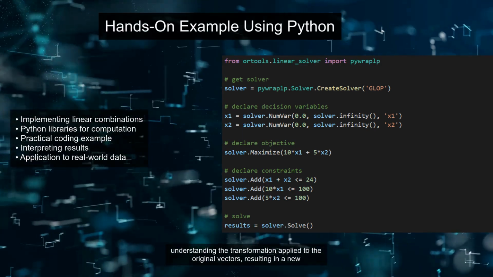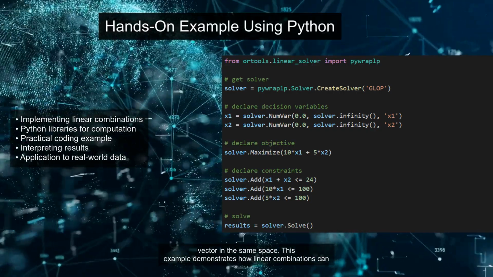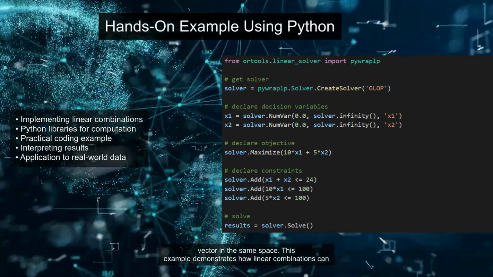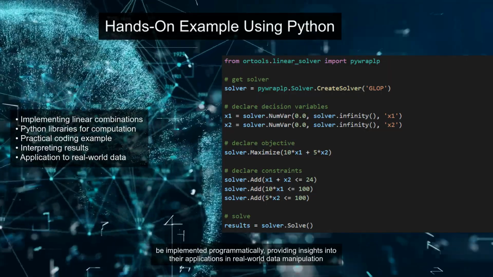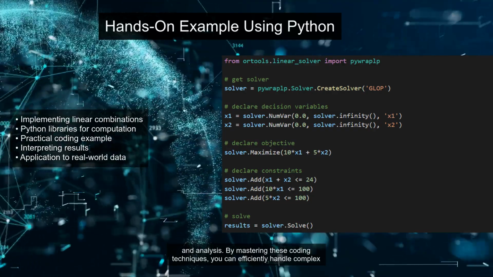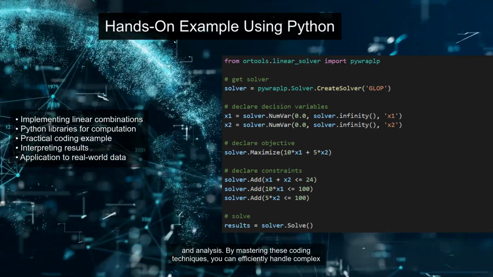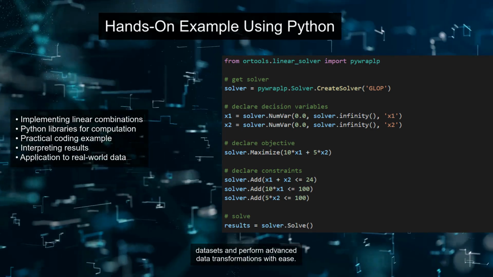Interpreting these results involves understanding the transformation applied to the original vectors, resulting in a new vector in the same space. This example demonstrates how linear combinations can be implemented programmatically, providing insights into their applications in real-world data manipulation and analysis. By mastering these coding techniques, you can efficiently handle complex datasets and perform advanced data transformations with ease.